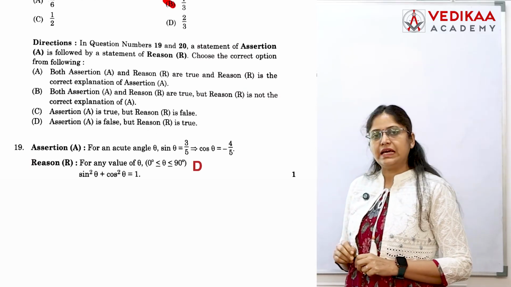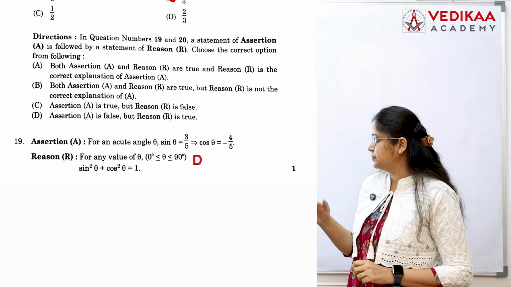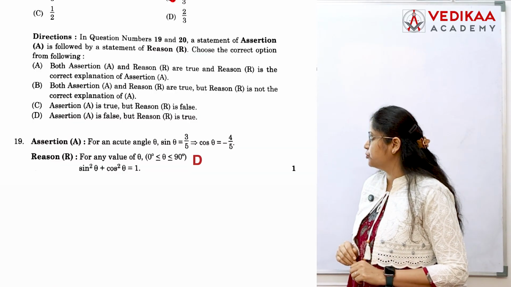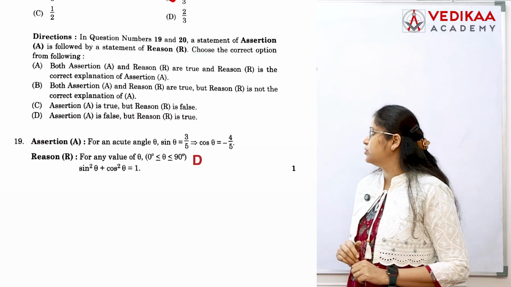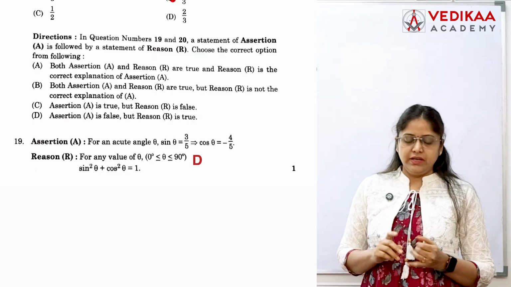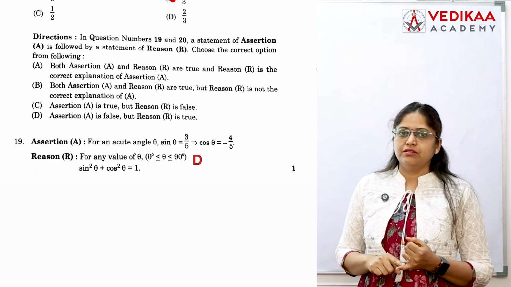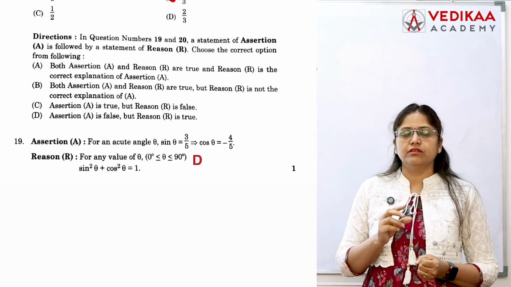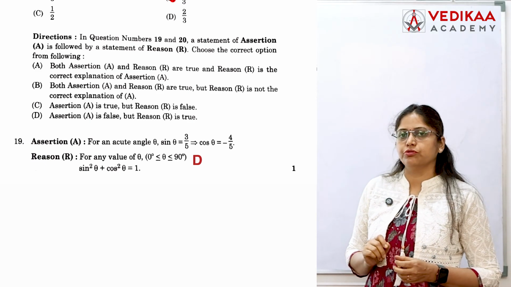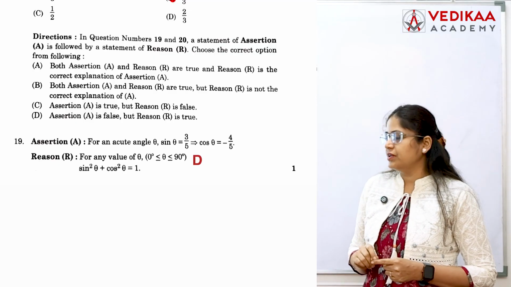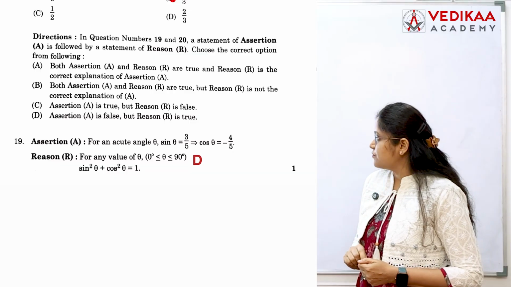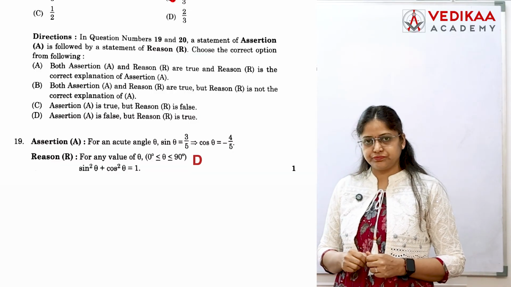Next, question number 19, an assertion reasoning type of question. The assertion given is that for an acute angle theta, sin theta is 3 by 5 and cos theta is minus 4 by 5. After reading the assertion, we know that the angle is an acute angle, and for an acute angle, cos theta cannot be negative. So here the assertion is a false statement, and as the assertion is false, the correct option is D. Assertion is false but reason is true.